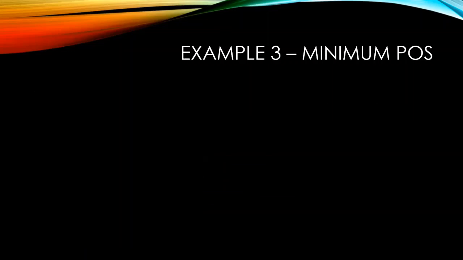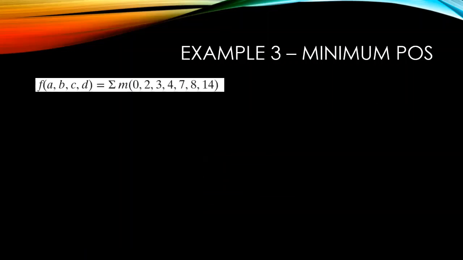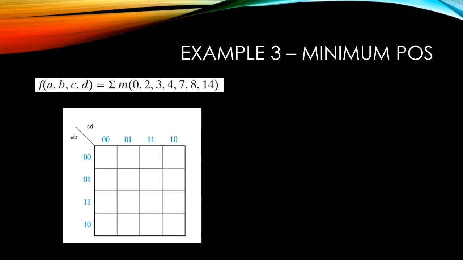Example 4. Now the given is minterm list to get the minimum POS. So again, if it's not part of minterm list, it is part of maxterm list, and maxterm is used to determine the minimum POS. Okay, so four variables mean 4 by 4, A, B is for the row, C, D is for the column. So let's plot 0, 2, 3, 4, 7, 8, 14 in our K-map. So 0, 2, 3, 4, 7, 8, and 14.